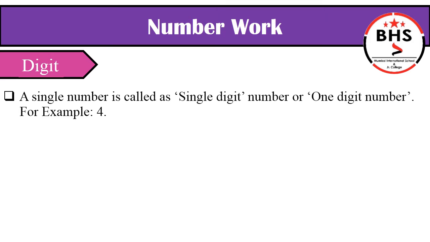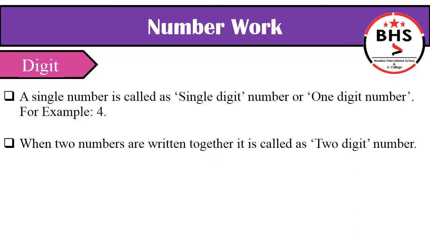For example, 4. 4 is a single digit number, or we can say 1-digit number. When two numbers are written together, it is called a 2-digit number. For example, 3, 8. Children, the number 3 and number 8 are written together. So it is called a 2-digit number.